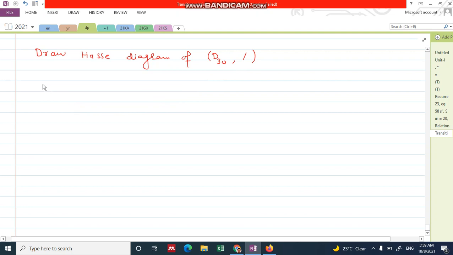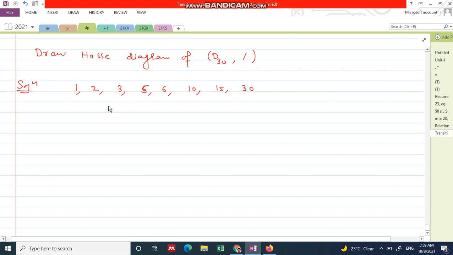Okay. So you see, what are the divisors of 30? 1 divides 30, 2 divides 30, 3 divides 30, 5 also divides 30, 6 divides 30. Then we have 10 divides 30, 15 divides 30, and 30 divides 30.